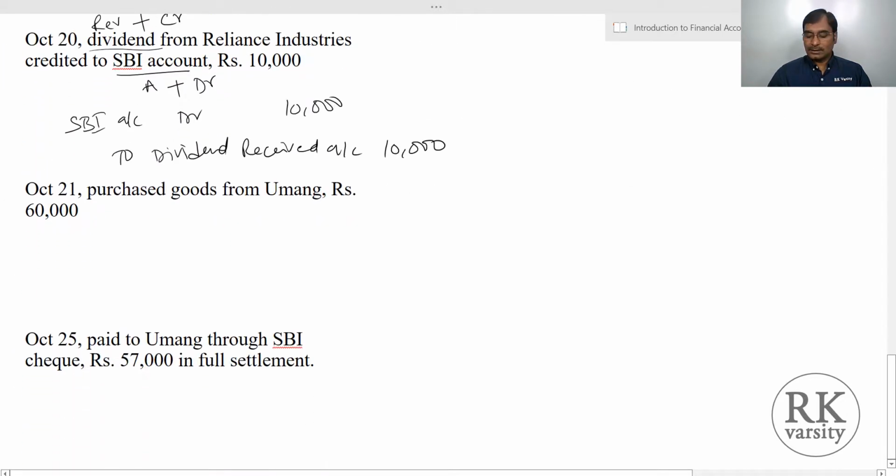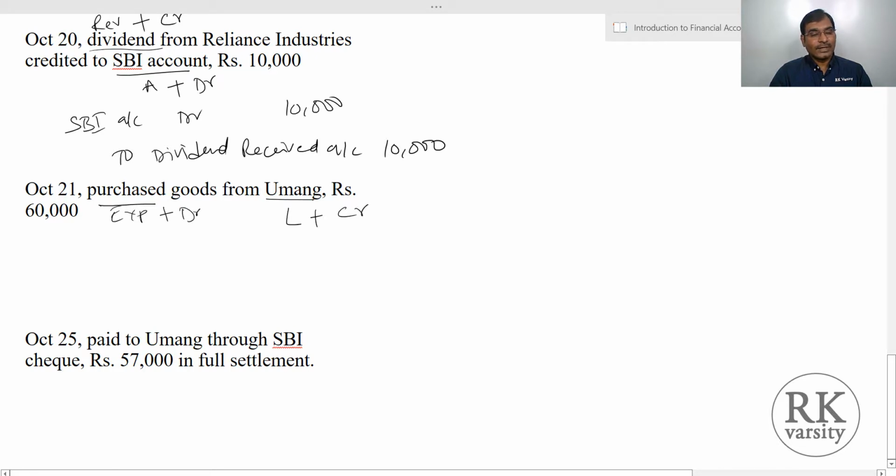Next, on October 21st, purchased goods from Umang rupees 60,000. So one is your purchases, second one is Umang. As we are mentioning the name of Umang, this means we are making a credit purchase. Purchases is an expenditure. Umang, you have to pay him, so this is a liability. So increase in expenditure, increase in liability. Increase in liability is credit and increase in expenditure is a debit.